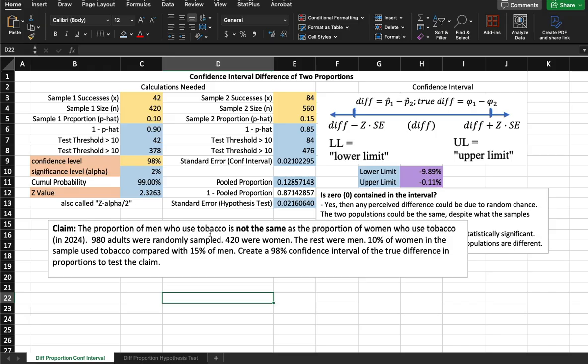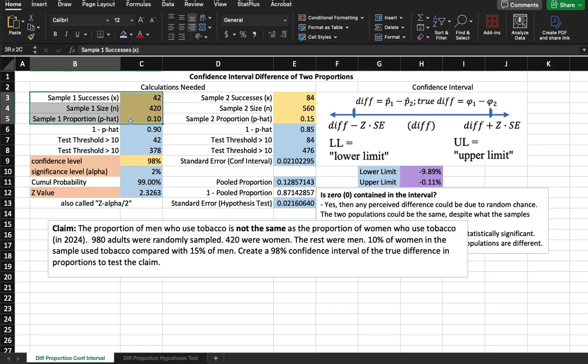Usually in a situation like this, we're talking about categorical data. So the data is, do you use tobacco? And they probably answered yes or no. So yes and no is a categorical value. We're looking at the proportion, or the percentage, of people who said yes, and we're claiming that there's a difference between men and women. All right, so that's why we have two samples that we're dealing with here.